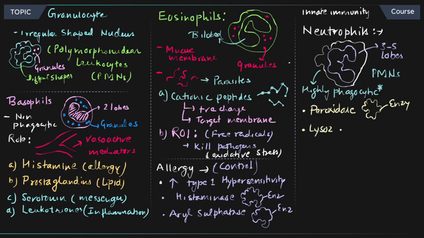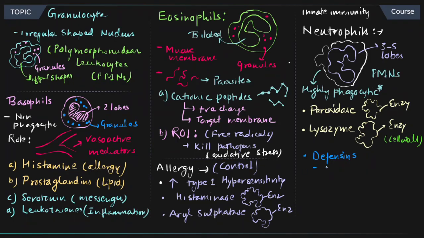Next one is lysozyme. Lysozyme, we all know, is also an enzyme that can degrade the cell wall of the bacteria, and the bacterial cell wall is really important. So it's going to target the cell wall. Let me write it down also, cell wall of the bacteria. And then it also produces defensins. Defensins are small antimicrobial proteins.